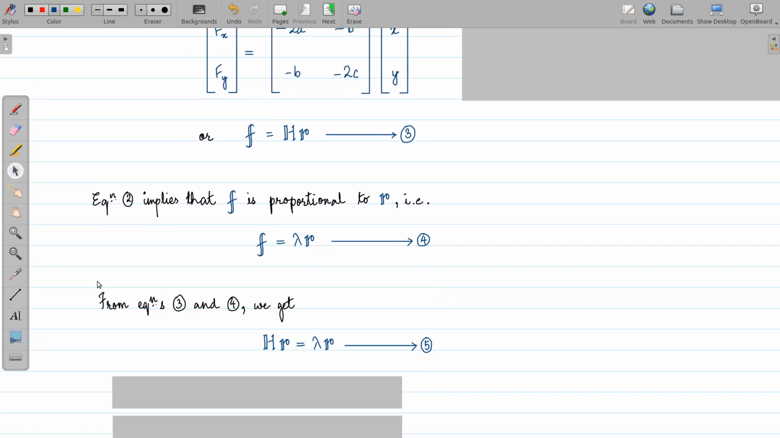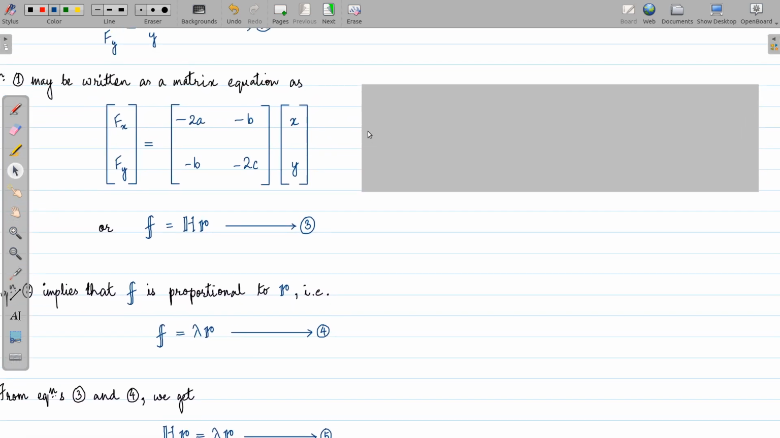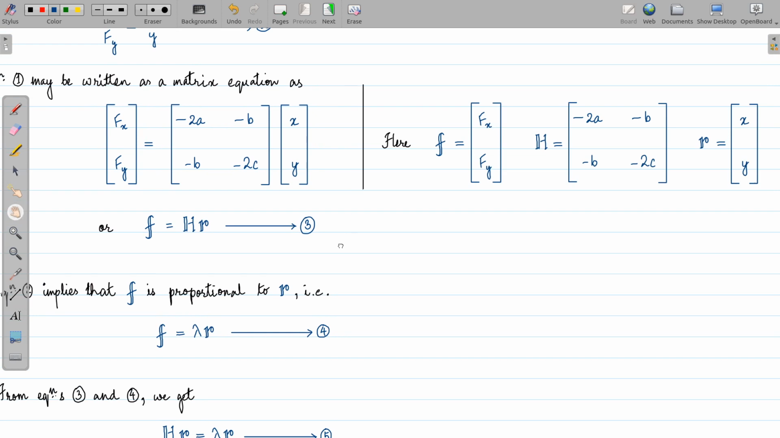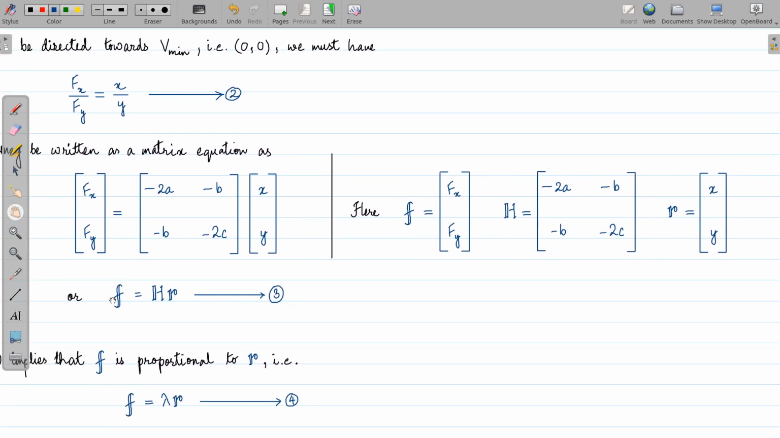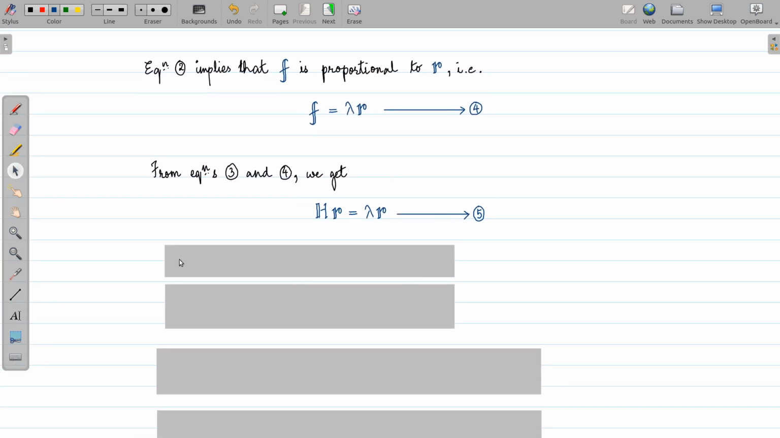Now from equations 3 and 4, this is what we get: HR is equal to lambda R. H is a 2 cross 2 matrix, R is a column vector, lambda is a scalar, and again this is the same column vector. So this is nothing but an eigenvalue equation. Of course, here I just wanted to clarify that this small f is this column vector, H is this, and R is this x and y vector. We can immediately identify this as an eigenvalue equation, and this needs to be solved.